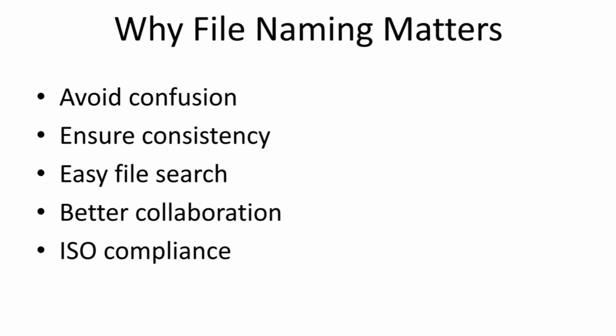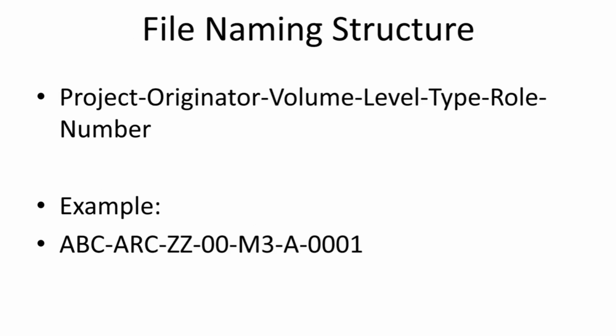Now, let's look at the file naming structure. A typical file name follows the below format, where we have project, originator, volume, level, type, role, and number. For example, ABC-ARC-00-M3-A-0001. Each part of this name has a specific meaning which we will break down next.